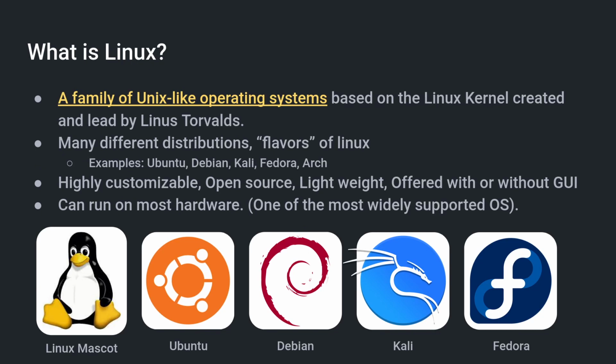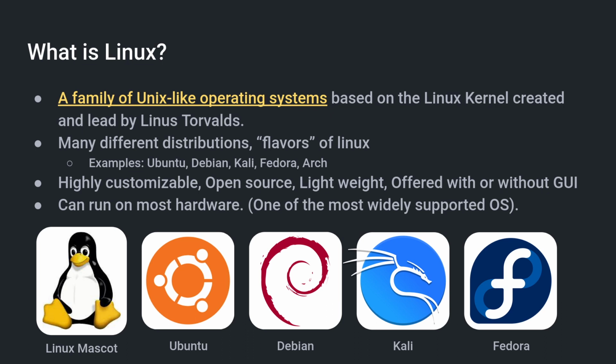Alrighty, so first of all, what is Linux? Linux is a family of Unix-like operating systems based on the Linux kernel, which was created and led by Linus Torvalds. And by the way, this is the same man who also created Git. There are many different distributions, or what we call flavors, of Linux. Some examples are Ubuntu, Debian, Kali, Fedora, and Arch. Those are just a few examples.